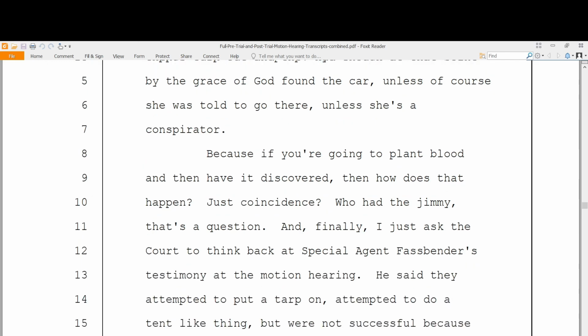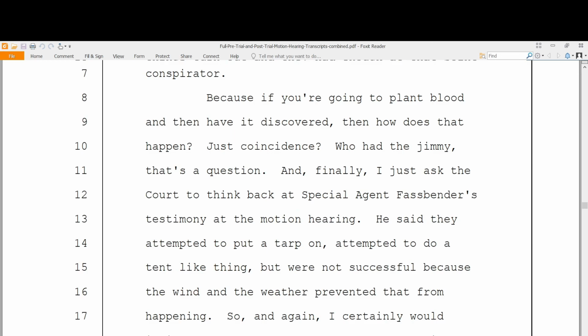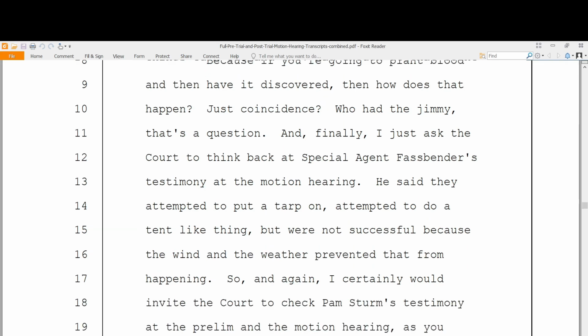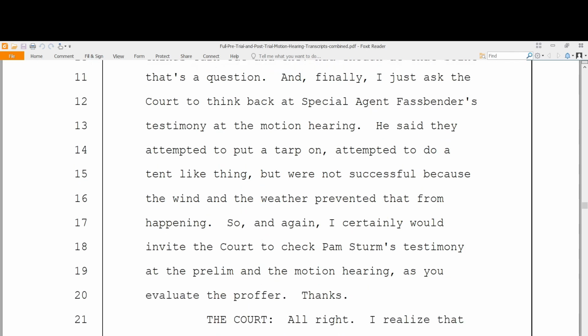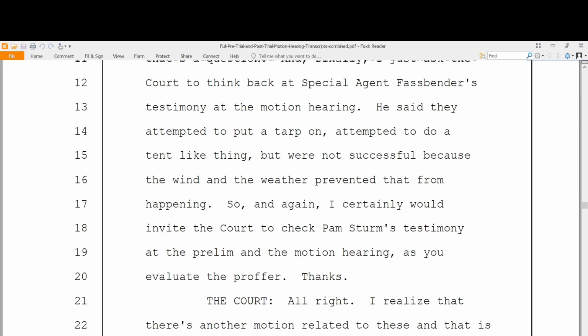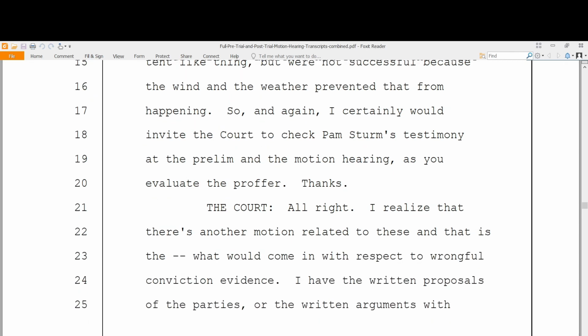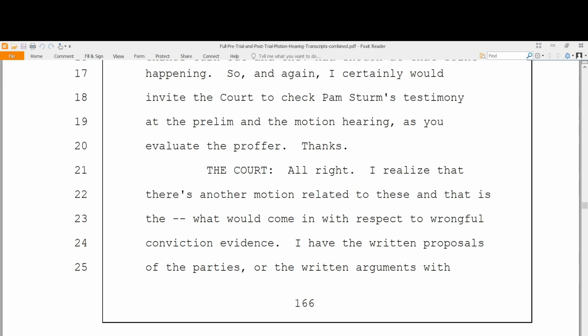Because if you're going to plant blood and then have it discovered, how does that happen? Just coincidence? Who had the Jimmy? That's a question. And finally, I just ask the court to think back to Special Agent Fassbender's testimony at the motion hearing. He said that they attempted to put a tarp on it and to do a tent-like thing, but they were not successful because the wind and the weather prevented that from happening. So again, I certainly would invite the court to check Pam Sturm's testimony at the prelim and the motion hearing as you evaluate the proffer. Thanks. The court: All right.